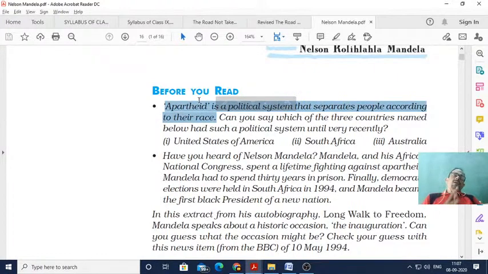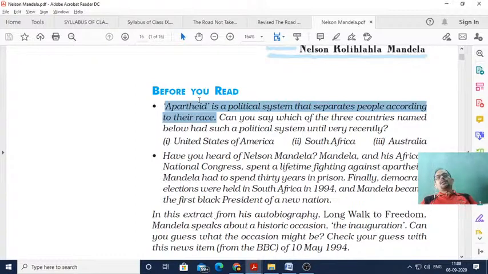Like in South Africa, you might have come across this information that there exist two types of races: white and black people. Apartheid is a political system where black people were discriminated against by the white people. So Nelson Mandela, being the representative of the black people, had to fight a lot in order to put an end to this apartheid system which existed in South Africa for many years.